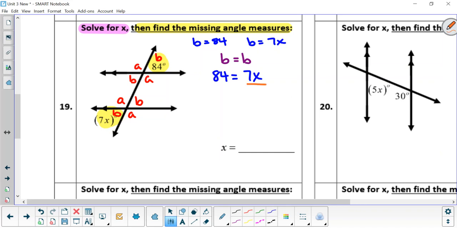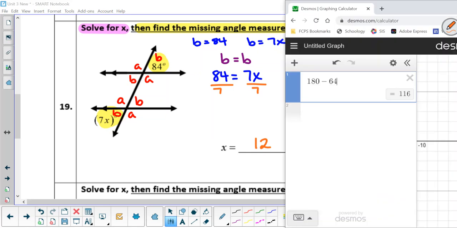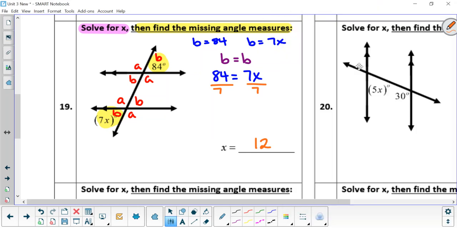So to solve for x, all I have to do is divide by 7. So I get x to equal 12. Again, go to Desmos. All you have to do is 84 divided by 7. So we did the first part, we solved for x, and since I know B is equal to 84, anywhere there's a letter B, I can fill in the number 84.